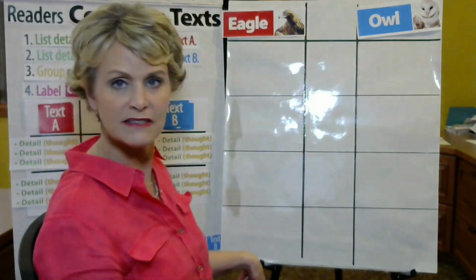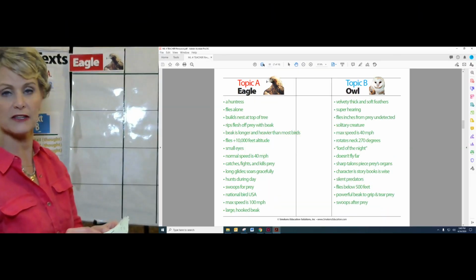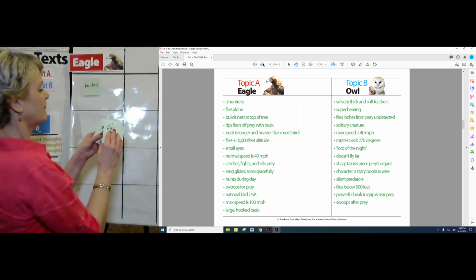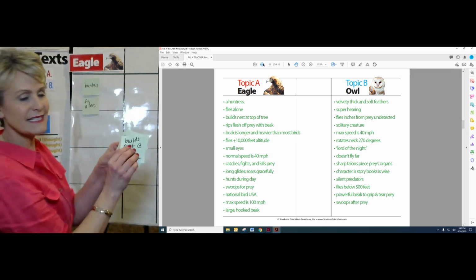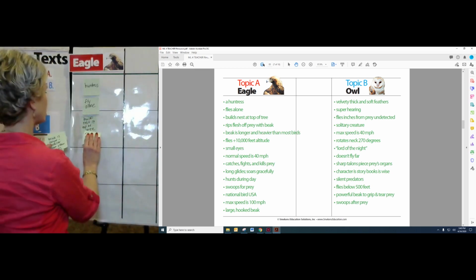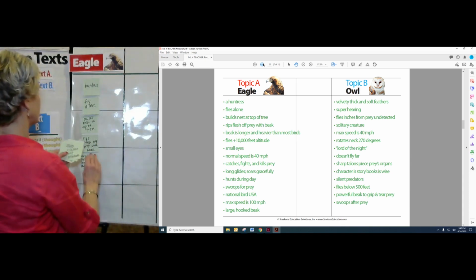I'm just going to list all the eagle details I learned from reading about eagles. All right, here's what I learned. The text said eagles are a huntress. They fly alone. They build a nest at the top of a tree. They rip flesh off their prey with their beak. The beak of an eagle is longer and heavier than other birds.